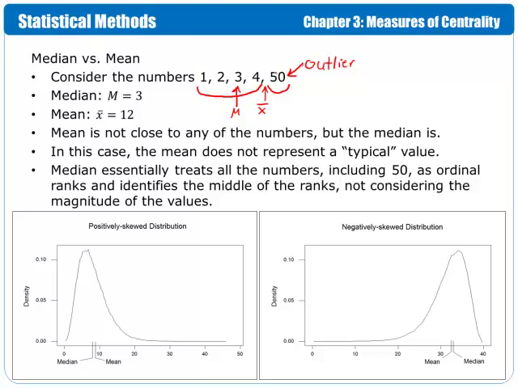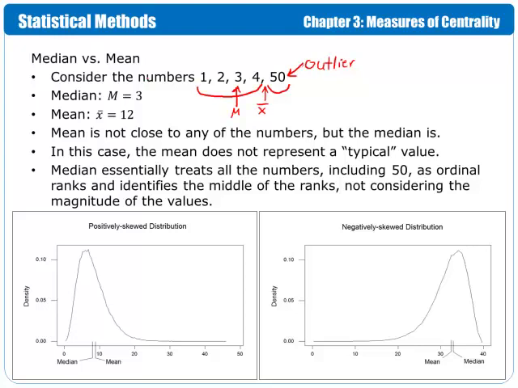The median, though, essentially treats all the numbers, including the 50, as ordinal ranks, and it identifies the middle of the ranks, not considering the magnitude of the values. So it doesn't consider the fact that 50 is so far away from the 1, 2, 3, and 4 that it should shift the median all the way over to somewhere like 12, like the mean did. It keeps the median where the bulk of the data are, which is why when you have outliers or very skewed distributions, the median is a better measure of center than the mean.